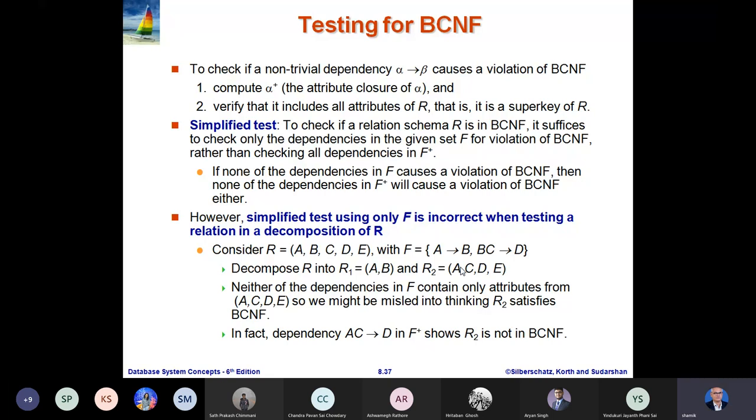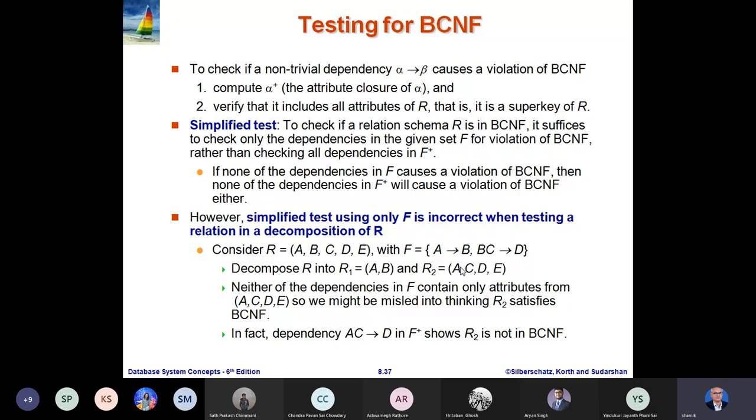Of course, why are we decomposing? Because you can see from A to B and BC to D that A is not a super key, so A to B is violating the BCNF property. Also, I'd like to mention that if there are two such FDs which are violating the BCNF property, you can start with any one of them for doing the decomposition. BC to D also violates the BCNF property, so while decomposing, you could have started with BCD, and then the other would be ABCE. But here in this example, we try to do the decomposition using A to B. So one will have A to B, the other will have ACDE.